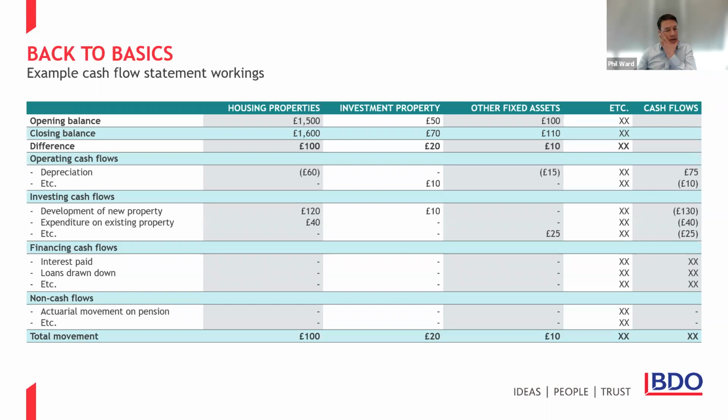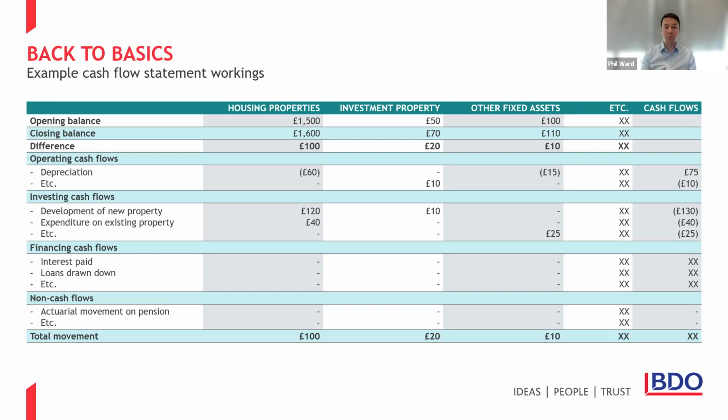So here we've got an example cash flow statement workings spreadsheet. This is heavily abridged, so most of the columns and rows aren't included, but it's just to give you a flavor of what this workbook would look like. As I said, these templates come in many shapes and sizes, but they've all got common features.